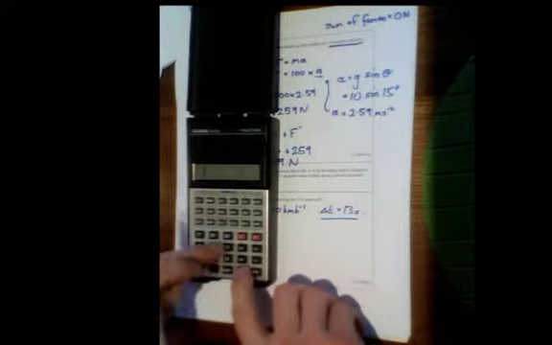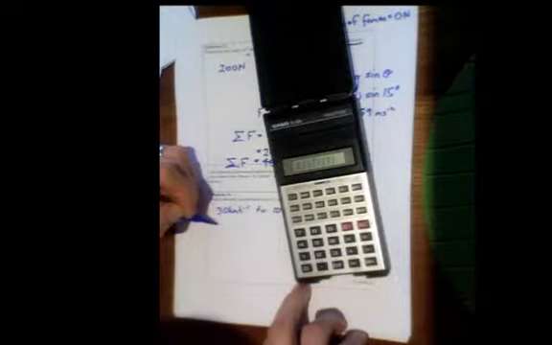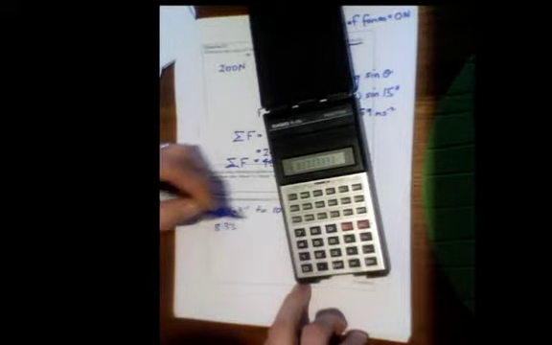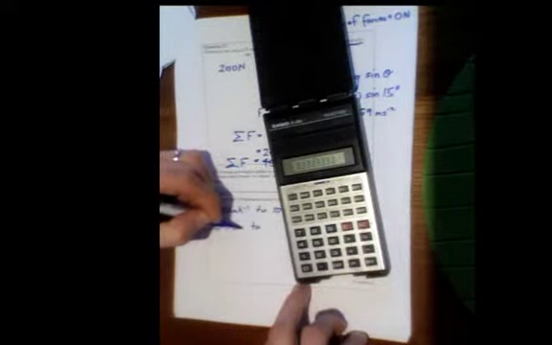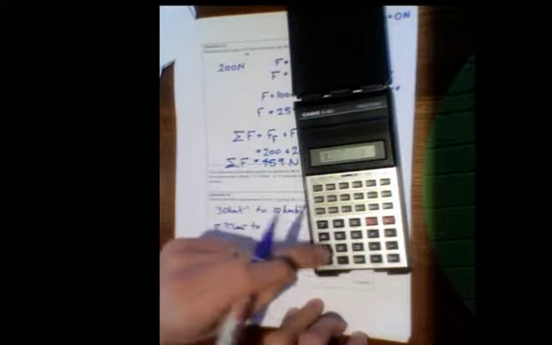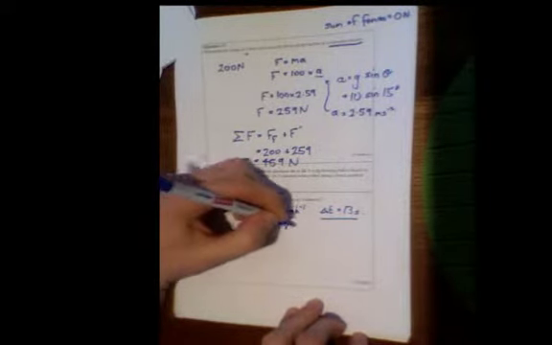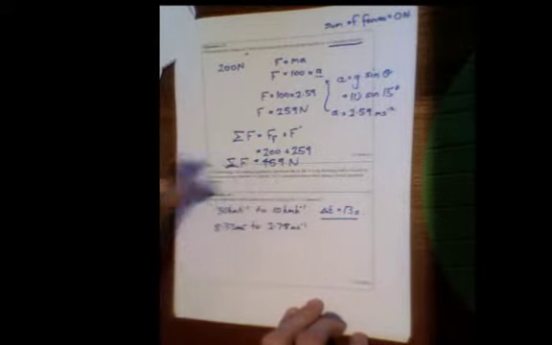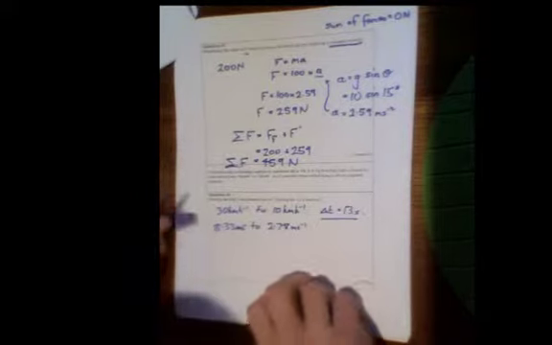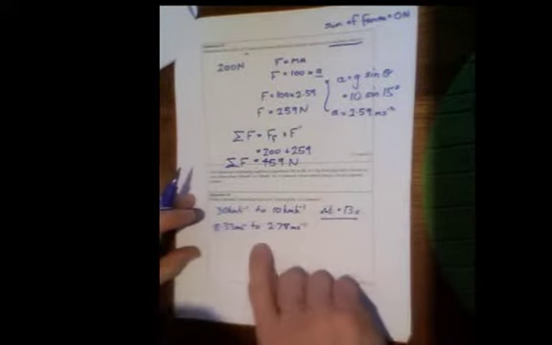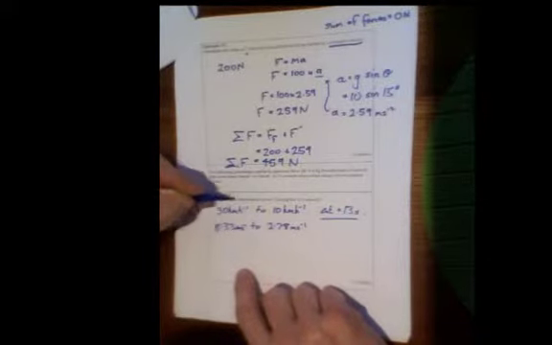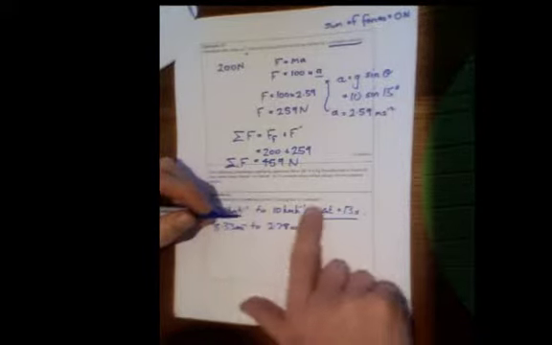30 divided by 3.6, 8.33. This is meters per second now. 10 divided by 3.6, 2.78. So, what's the ball's deceleration during the 13-second interval?